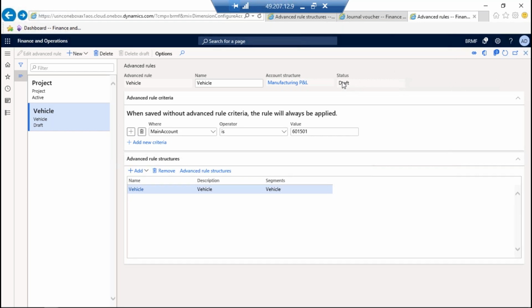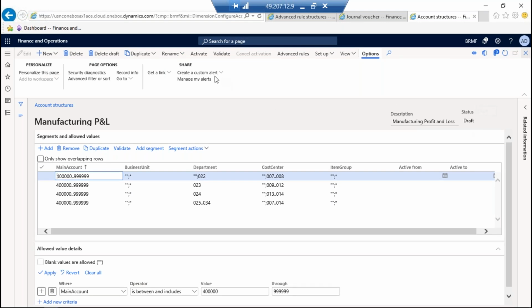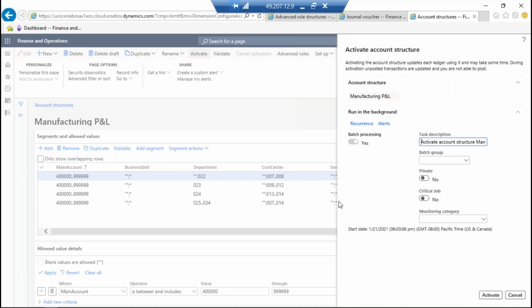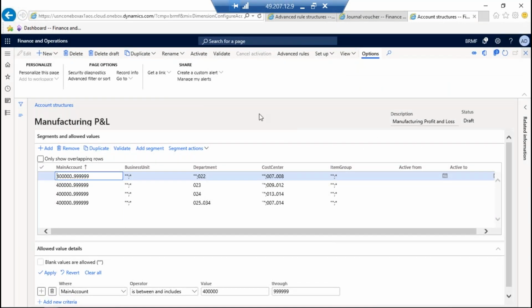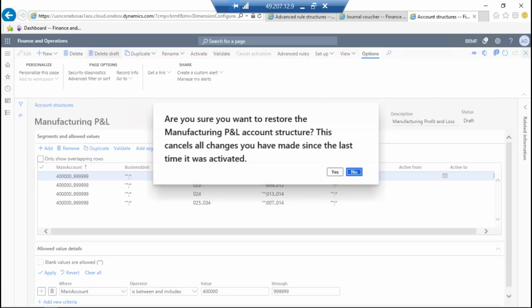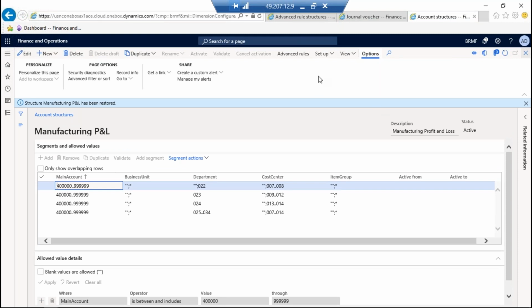It is in the draft mode. This is also in draft mode. Now you need to activate. So if I don't want to activate, suppose I want to remove the old one, you can click on backstep, delete draft. Whatever you have changed till now, the previous version will be stored. If I click delete draft, if I click yes, then the status will be changed to active, and the advanced rule structure whatever I have added is not activated.